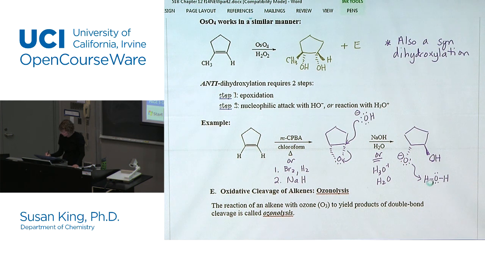So definitely, can you see that that's a trans dihydroxylation? So our product is trans. So need to know that. To do cis, we're going to do potassium permanganate. And to do trans, we're going to do epoxide and then open it up with either acid or base.